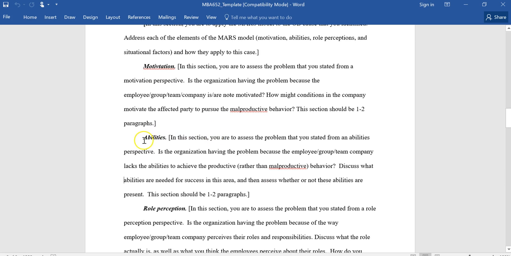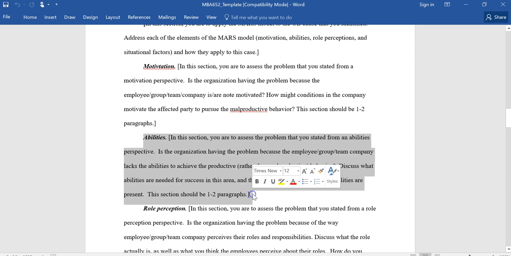So right now we're only focused on this little piece. And again, it should be 1 to 2 paragraphs, but for the most part, I think you should be able to nail this in about 3 to 5 sentences.